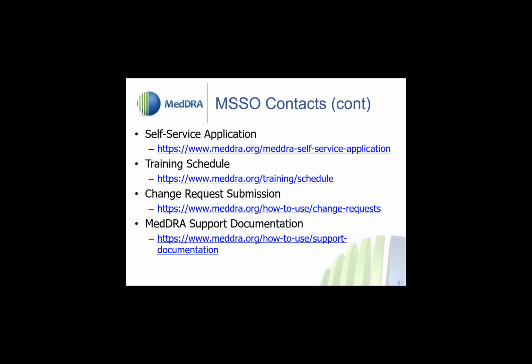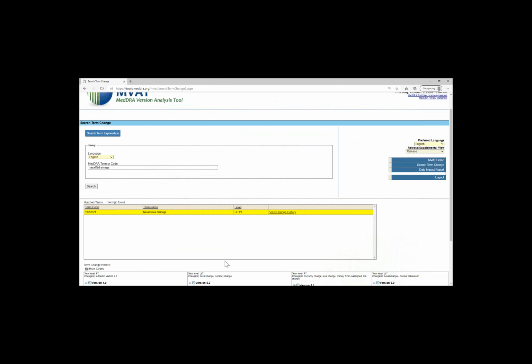Hannah, anything else? Or we have one last question if we have time. Okay. Is it possible to find out if there are new PTs after a version update, e.g. in an HLT group with the listing which only contains PT terms?